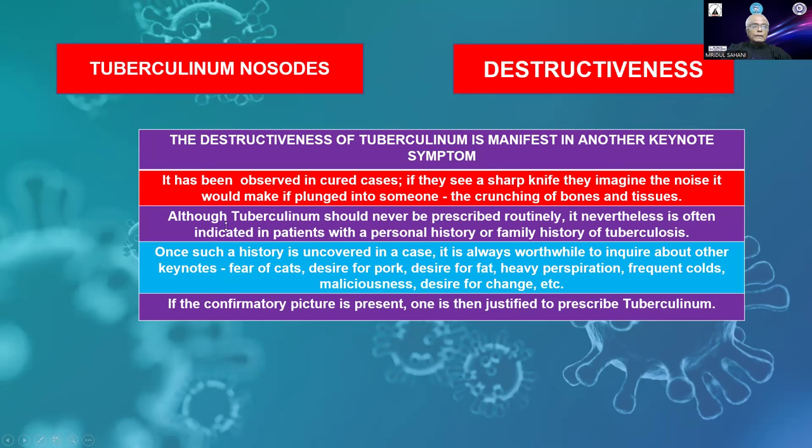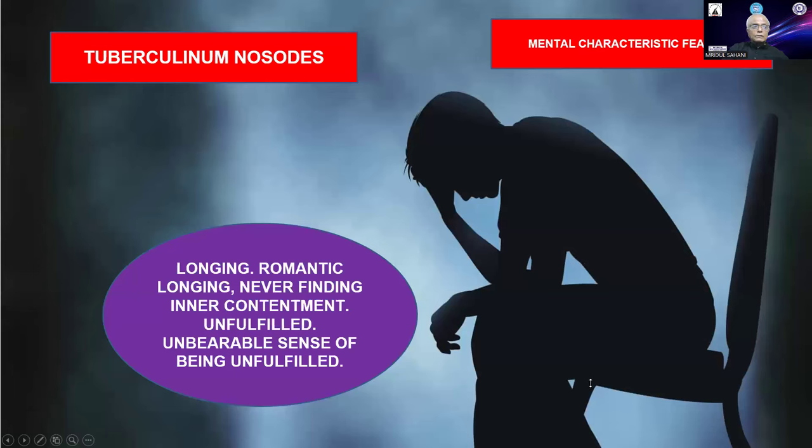Tuberculinum should never be prescribed routinely. It nevertheless is often indicated in patients with a family history of tuberculosis. If such a history is uncovered in the case, it is always worthwhile to inquire about the other keynotes: fear of cats, desire for fats, heavy perspiration, frequent colds, maliciousness, desire for changes, etc. If the confirmatory picture is present, you can prescribe tuberculinum.